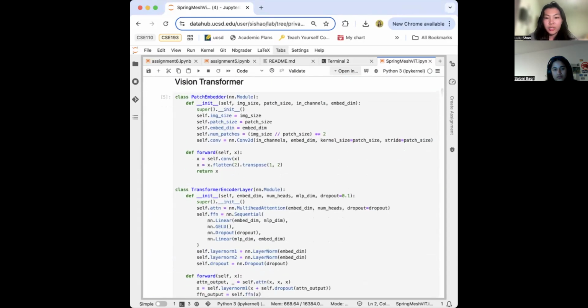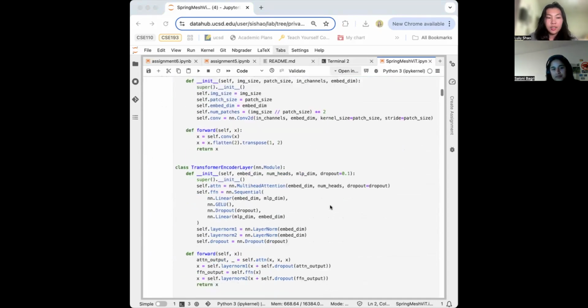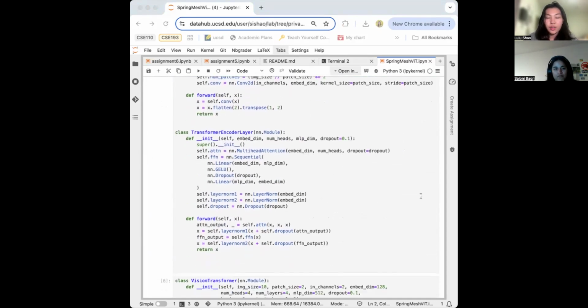Onto the patch embedder, which is pretty similar to the ViT's original patch embedding for images, it uses convolutional layers that divide the mesh into non-overlapping patches and projects them into embedding vectors. The next one is the transformer encoder layer that applies multi-head self-attention followed by a feed-forward network with layer normalization and residual connections to stabilize the training.